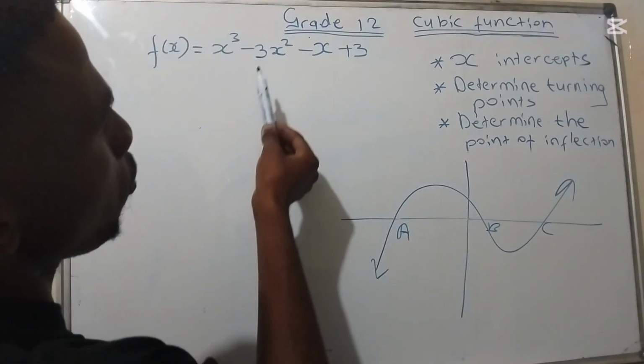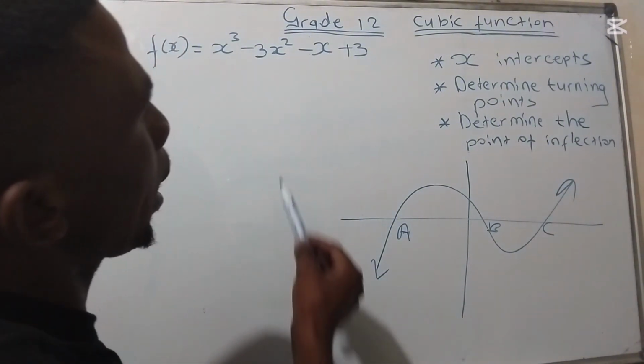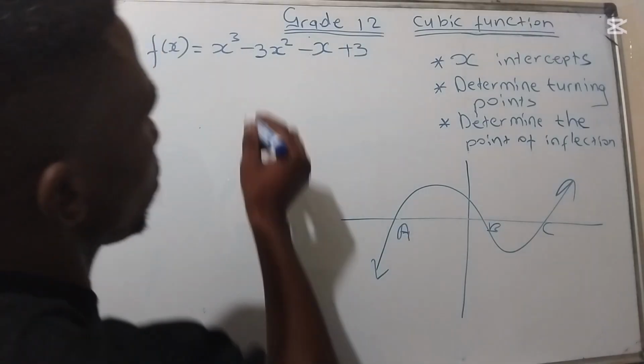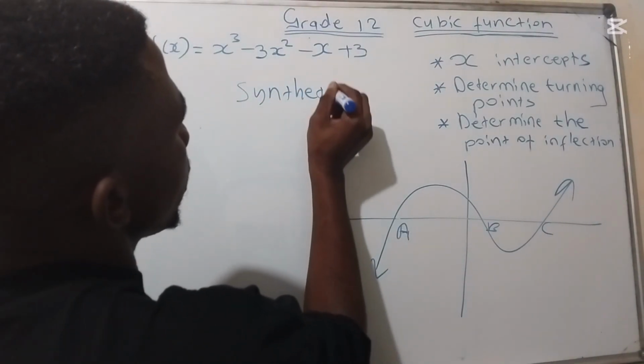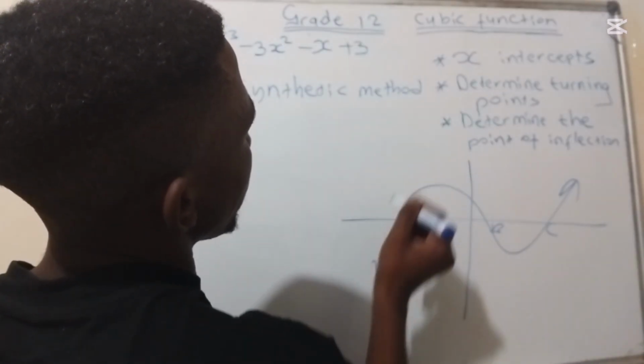In order for you to factorize this equation, you can just use a short method called the synthetic method. That method is called the synthetic method.